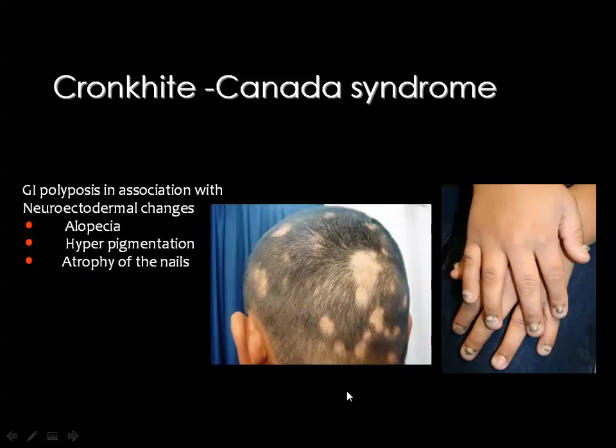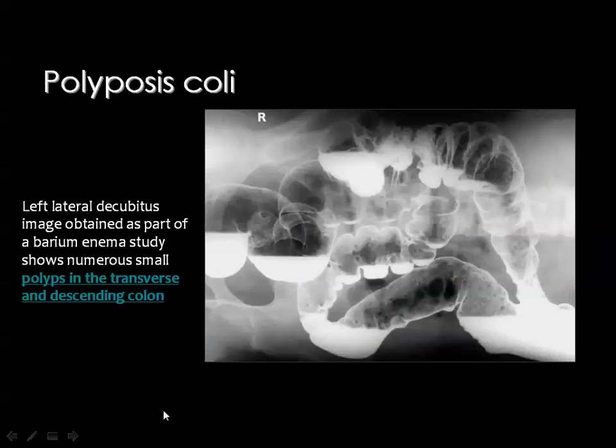Cronkhite-Canada syndrome is one of the colonic polyposis syndromes, which is characterized together with the polyps in the colon by alopecia, hyperpigmentation, and atrophy of the nails. These are the findings seen in this particular syndrome together with the colonic polyps.